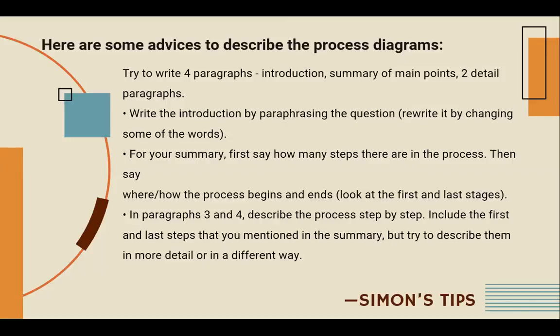For your summary, first say how many steps there are in the process, then say where or how the process begins and ends by looking at the first and last stages. In paragraph 3 and 4, describe the process step by step. Include the first and last step that you mentioned in summary, but try to describe them in more detail or in a different way. It means you must avoid repeating the words.